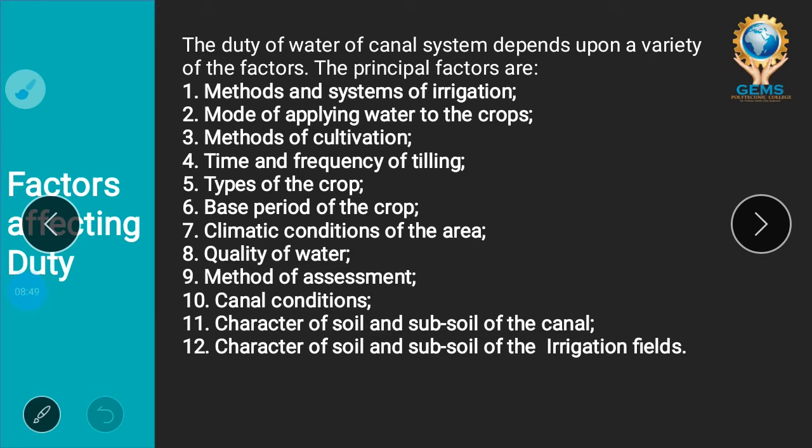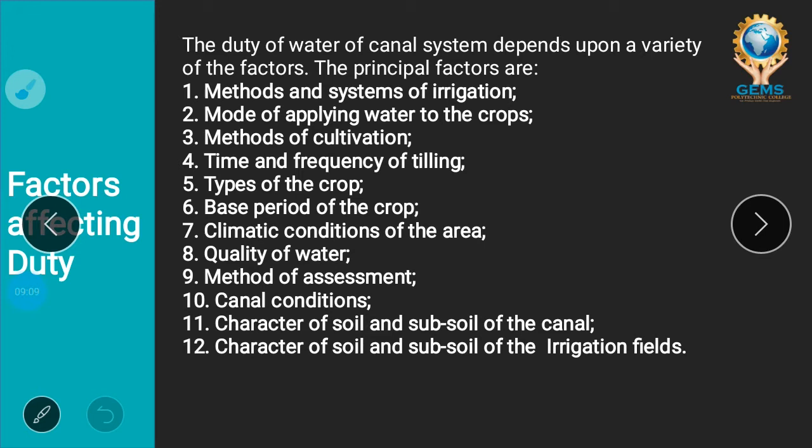Next is mode of applying water to the crop. What is the mode? Is the river nearby, or is the only mode of water supply a natural process, that is rain, or through pumping? That also matters, how you are going to supply water to the crop for its survival and growth.